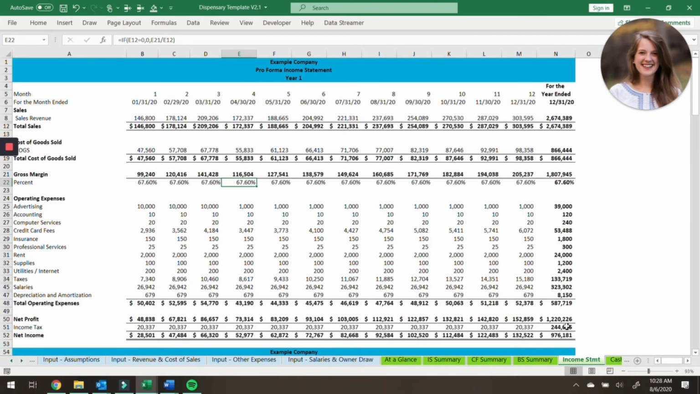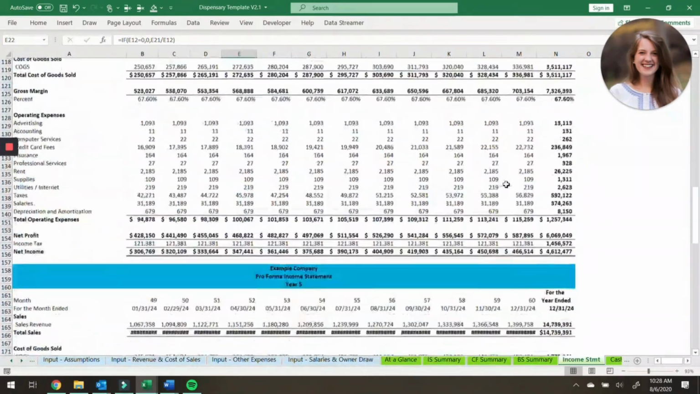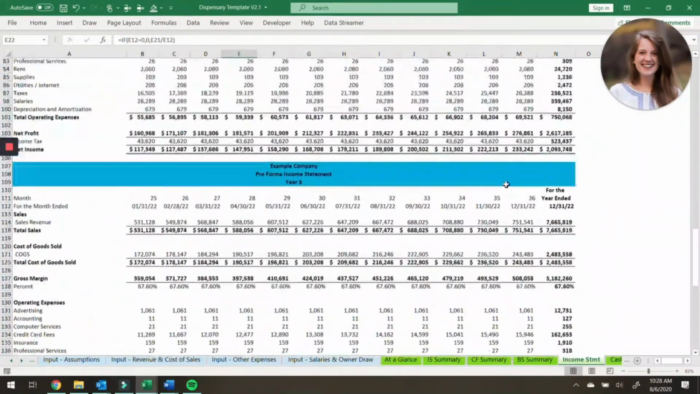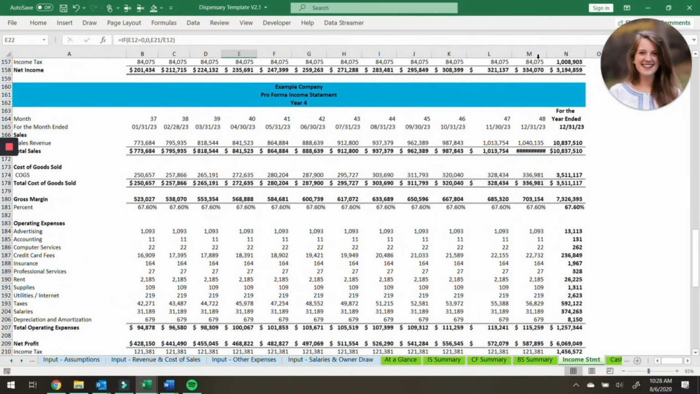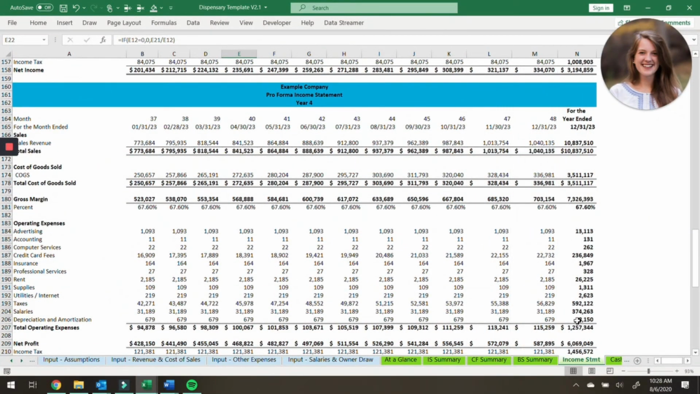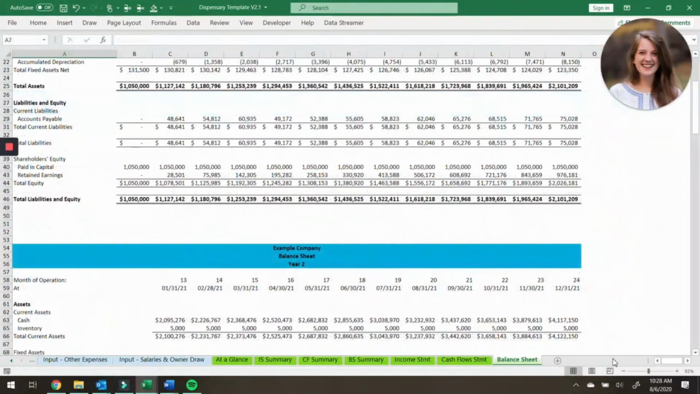We have those same 3 financial statements in the month-to-month format. So you'll see year 1, all 12 months, and then you scroll down for year 2, 3, 4, and 5. You can see some of our numbers here are a little too large for the screen, so we can adjust our columns to show them. The cash flow statement again for all 5 years, as well as the balance sheet.